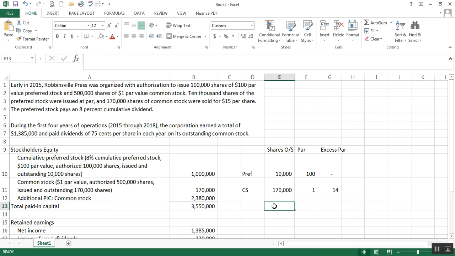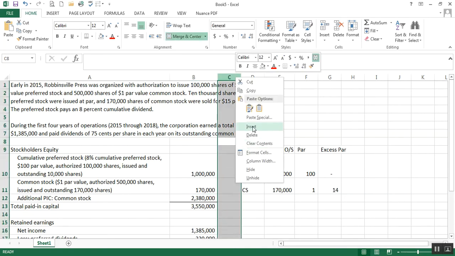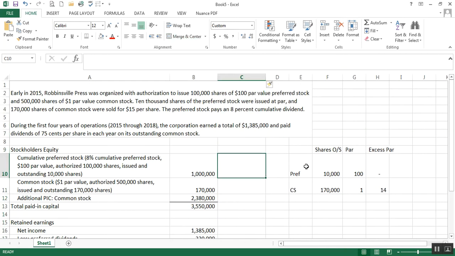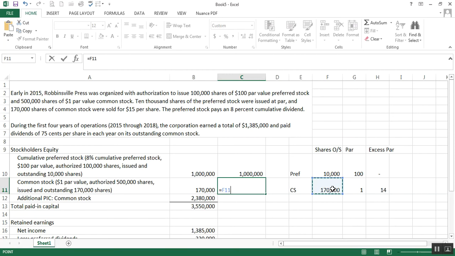So if I had this in a table format and I was calculating my common stock, I'm actually going to add in another column with a formula, so you can see what I'm going to do here. So I'm going to have 10,000 shares outstanding times $100 par. So I'm actually referencing the cells that contain that information as opposed to hard typing the information in. So whenever you're given that information in a cell already, you can just use that information and reference it instead of typing it in.